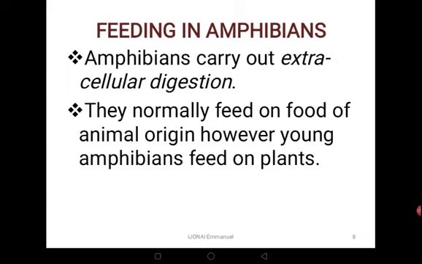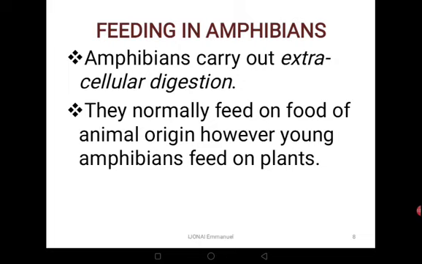So as we proceed now to feeding in amphibians, of course you know that members of amphibia belong to kingdom Animalia, phylum Chordata, and then class Amphibia. They include the salamanders, the newts, the frogs, the toads. The most common ones in our habitats, in our homes, are the toads and the frogs. So those are the ones we can talk about now.